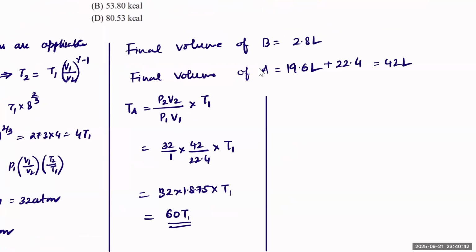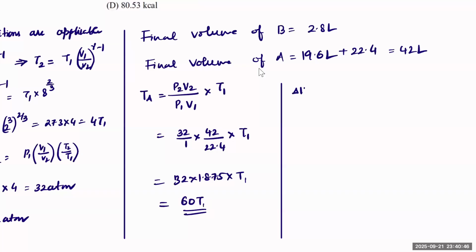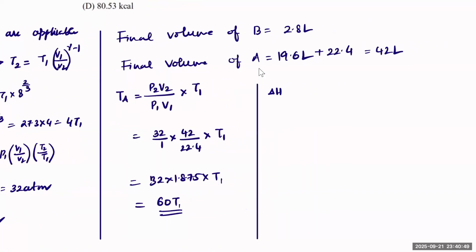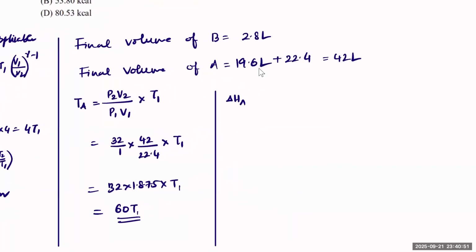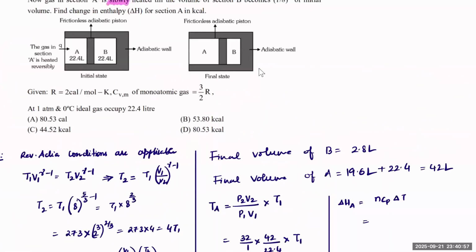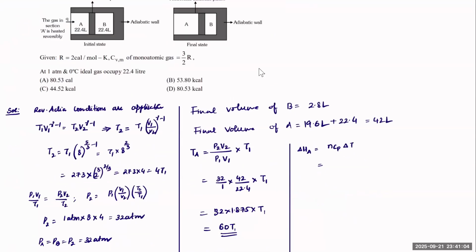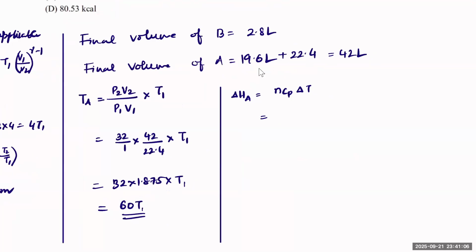Now, if I know this, I can calculate the delta H value. The delta H value that has increased on the A side will be equal to nCp delta T. So how many moles have been taken here? Equal number of moles. The number of moles is not given, but pressure, volume and temperature are known.